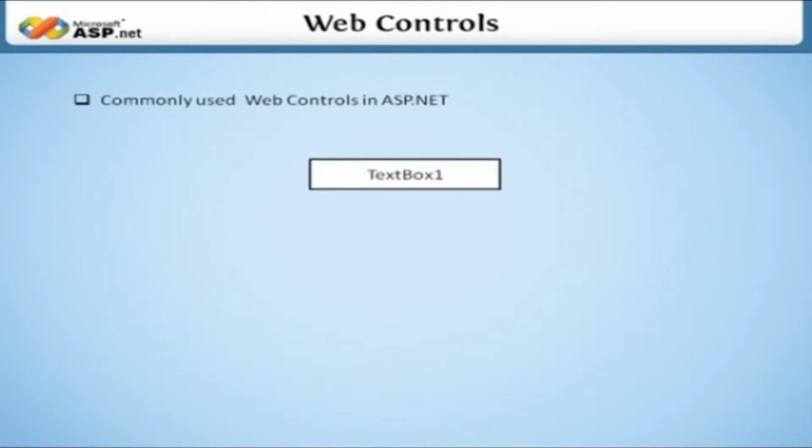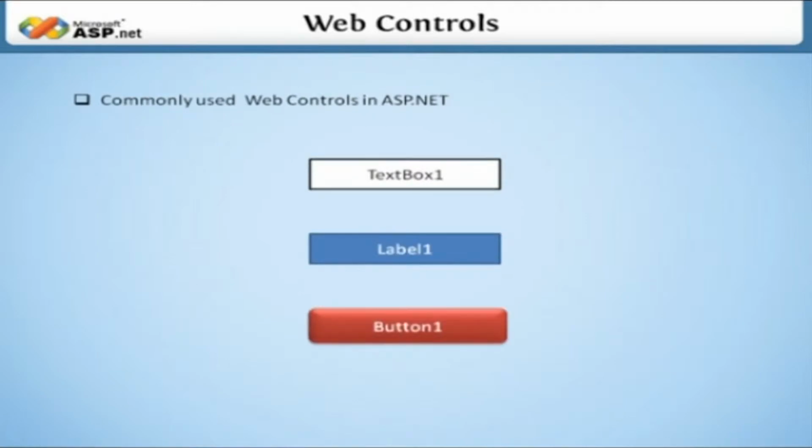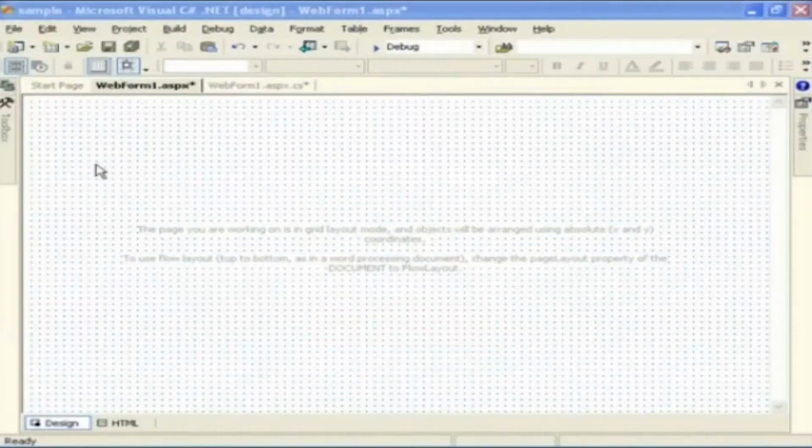Web controls. In this chapter, we're going to discuss commonly used web controls in ASP.NET. Let's start with text box, label, and button controls. Open a new project with default web form.